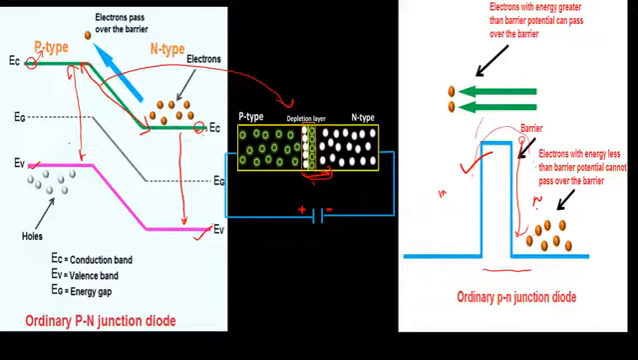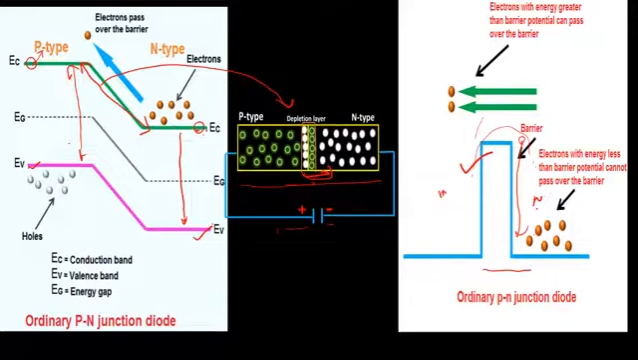So we can say that when a forward biased voltage is applied across this ordinary diode, the n-type is connected to the negative terminal of the battery and the p-type is connected with the positive terminal of the battery. When the forward biased voltage is applied across this ordinary PN junction, the width of the depletion region decreases and the barrier height also decreases.